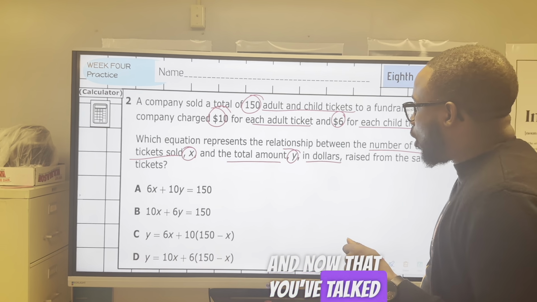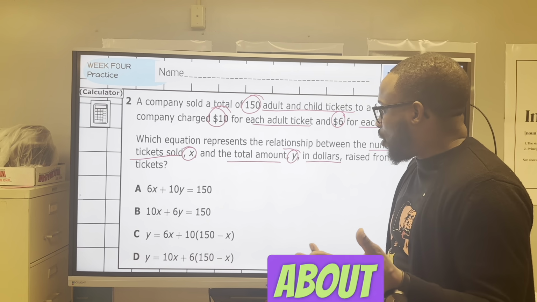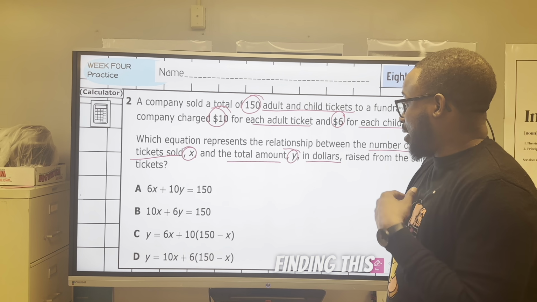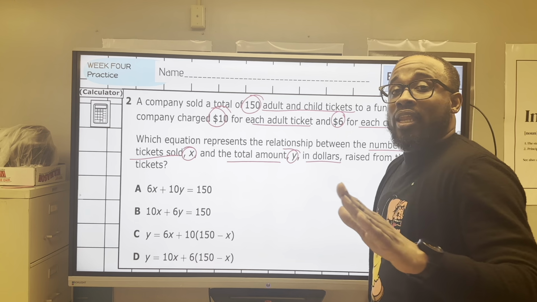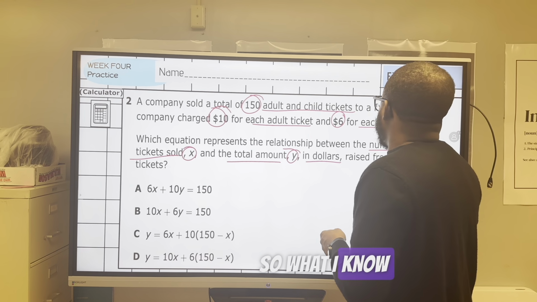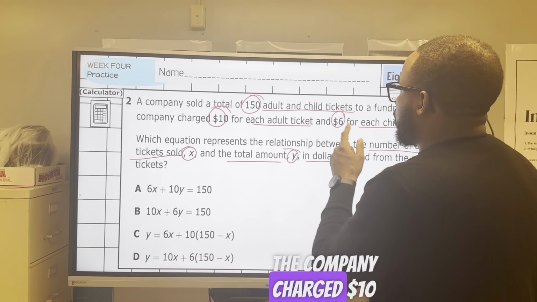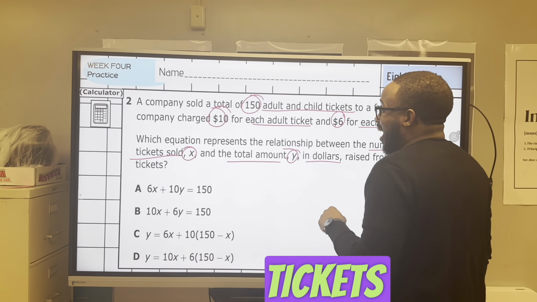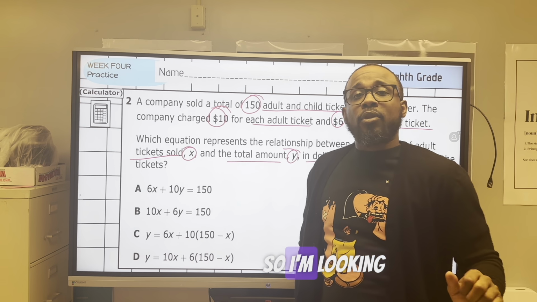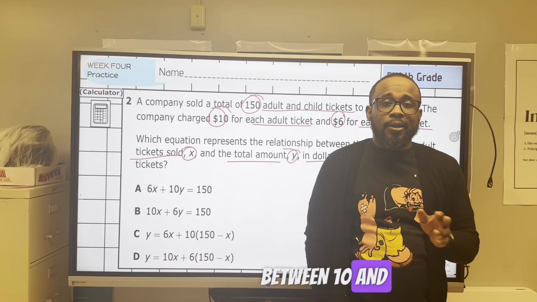And now that you've talked about it, let's talk about how to find the answer, or at least how I would go about finding this answer. All right, so let's use what we know to find what we don't know. What I know is that the company charged $10 for adult tickets, and X represents the number of adult tickets. So I'm looking for a relationship between 10 and X.